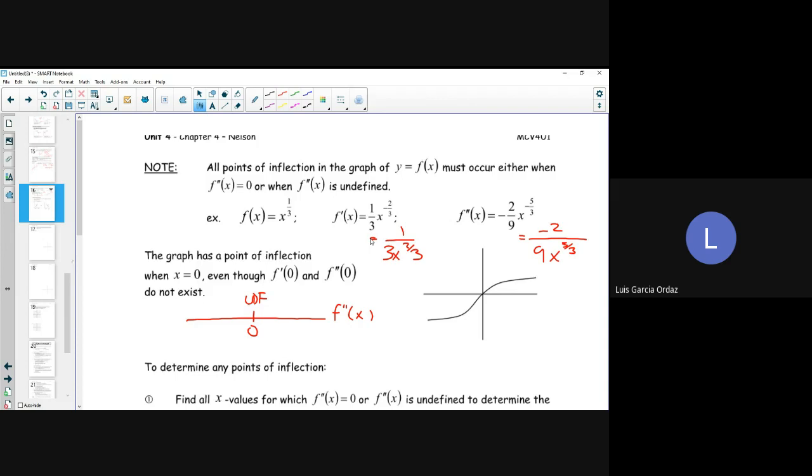So if I sub in a positive number such as 1 for f double prime of x is equal to negative 2 over 9x to the power of 5 over 3, I get a negative number over a positive number, which means that my graph is going to be concaving down. And then I get a negative over a negative, which gives me positive, which means my graph is concaving up. And my point of inflection will happen at 0, 0.